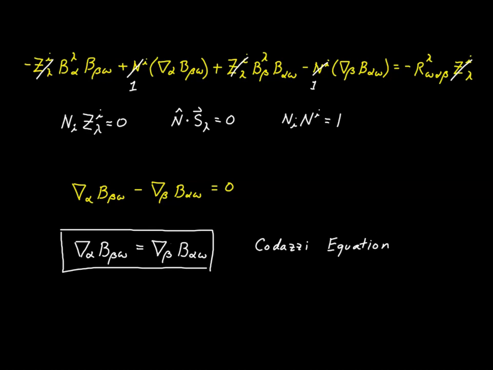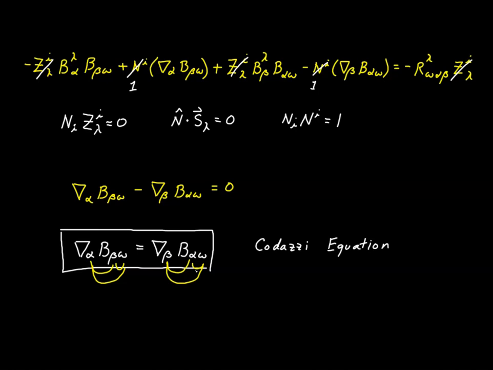The main significance of this result is that this expression is symmetric with respect to these two indexes. We can swap alpha and beta in this expression. But of course we already know that our curvature tensor is symmetric, so we can swap these two as well. And that means that we can swap these, beta and omega. So the expression is totally symmetric.